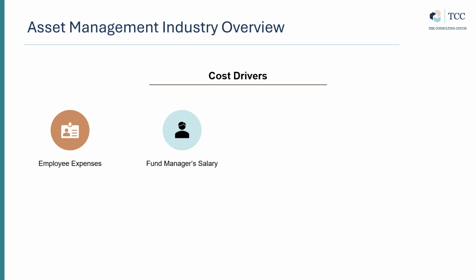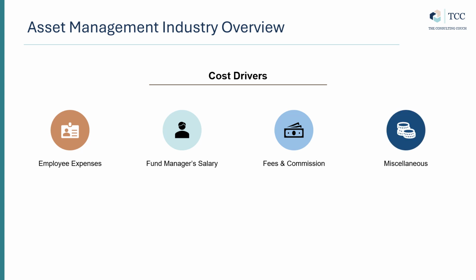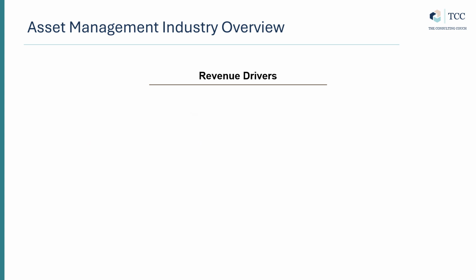The third cost driver is fees and commission, which comprises mainly of the commissions that are paid to the distributors on sale of mutual fund schemes and to PMSs and advisory mandates. Other miscellaneous expenses include smaller expenses such as depreciation on computer equipment, right to use of assets, and other administration and operating expenses. Now that we understand the cost drivers, let's have a look at the revenue drivers.